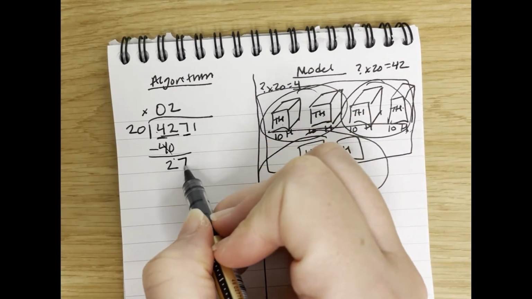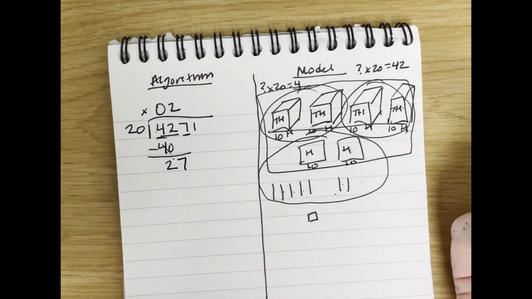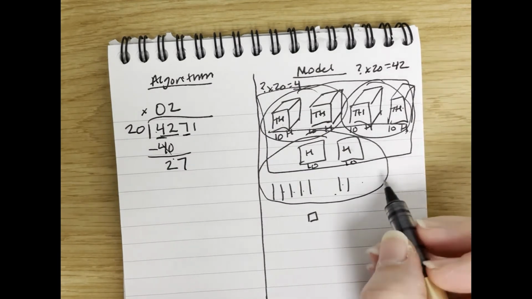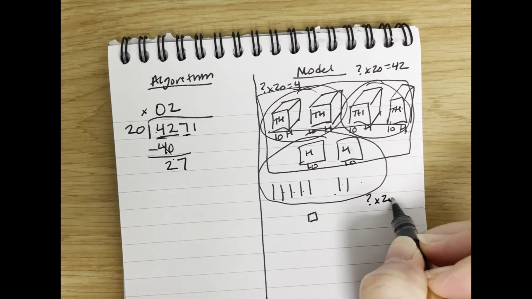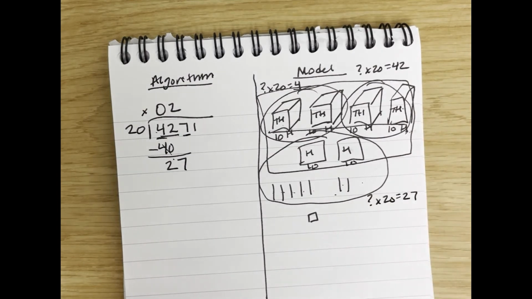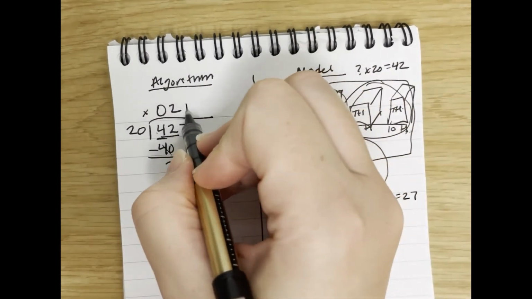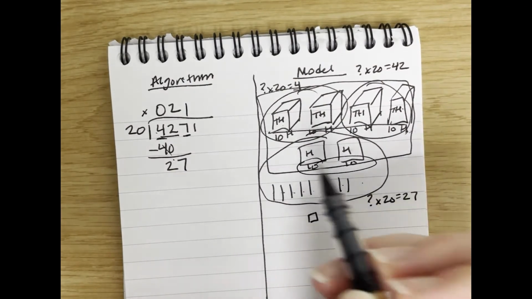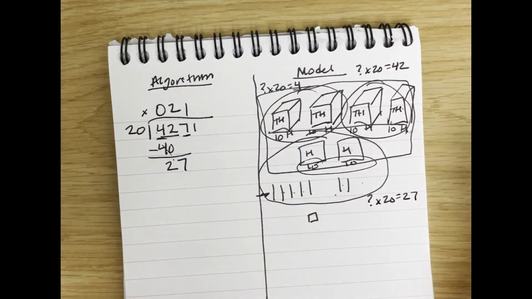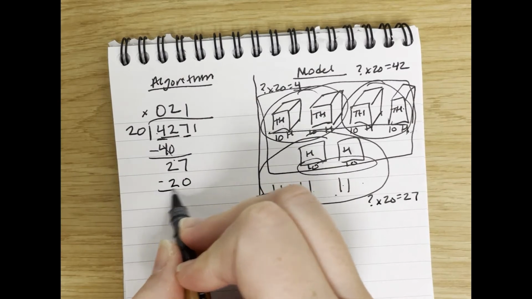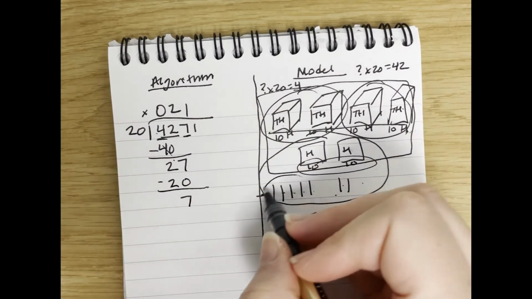So that's where we're getting that 27 from. So now something times 20 equals 27. Well, we know that we can only make one group. There it is. And then we're going to have these 7 left over. So one group, 7 left over. Go on to the next step.